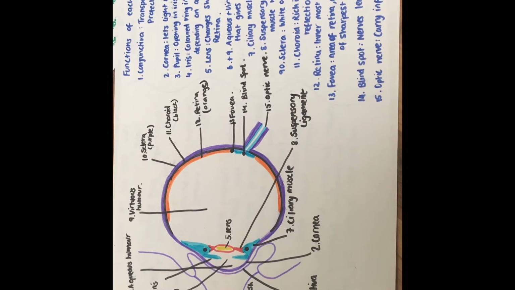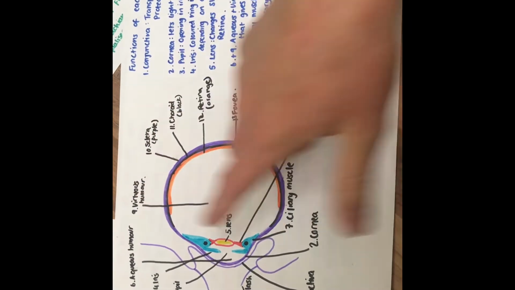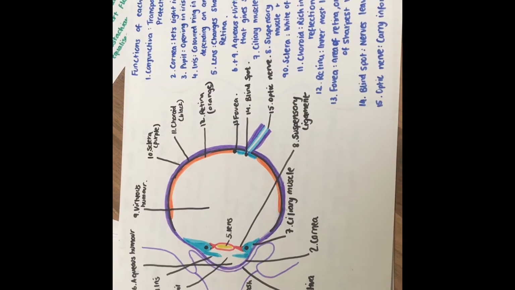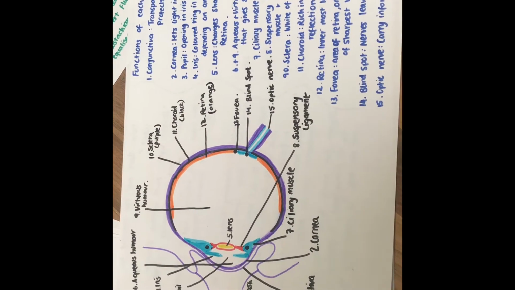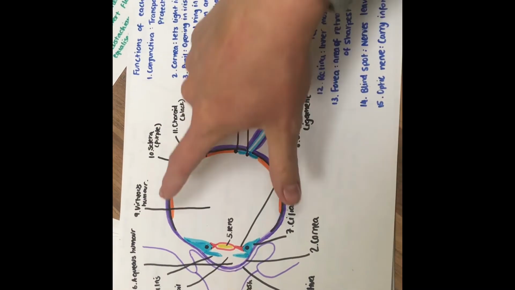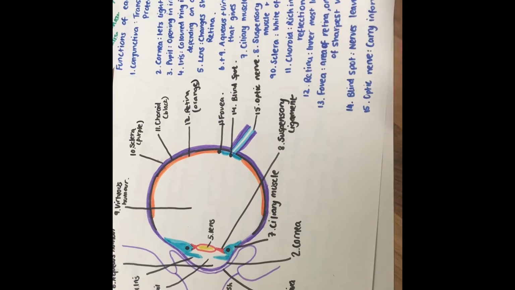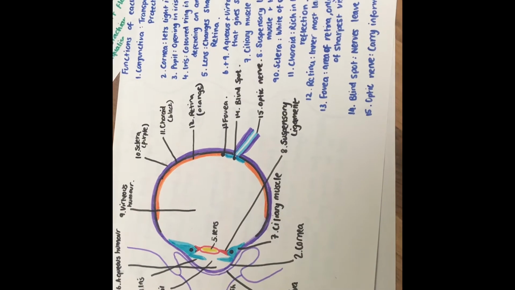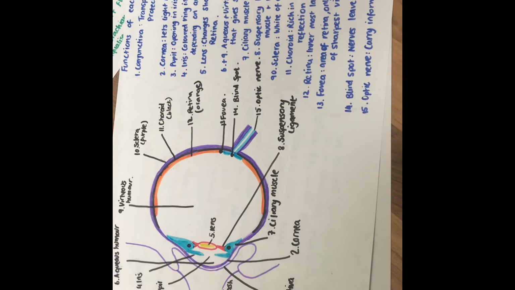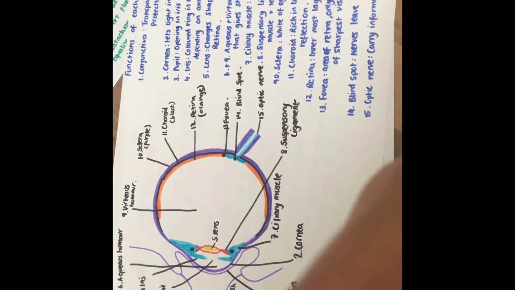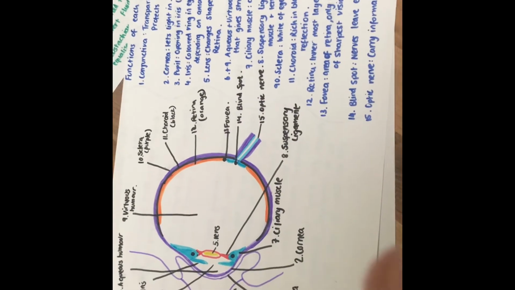So number 9, we have said already, it is the vitreous humor and the aqueous humor. They're the same thing, the fluid that is in your eye. Number 10 is the sclera. So the sclera is the purple outline that we see here. The sclera is the white of the eye, basically. So you can see around your actual pupil and your iris is the white part of your eye. The proper term for that is your sclera.